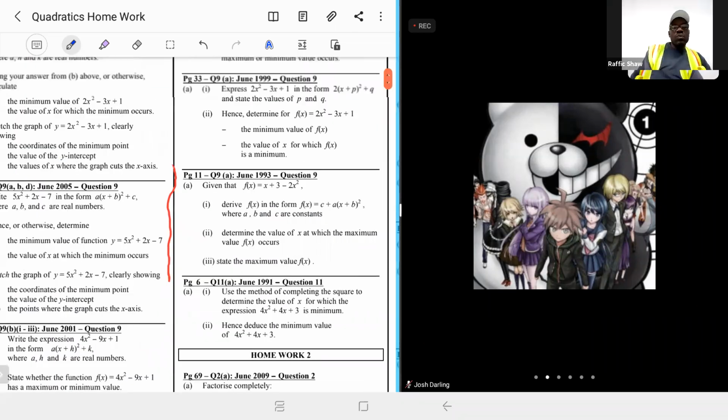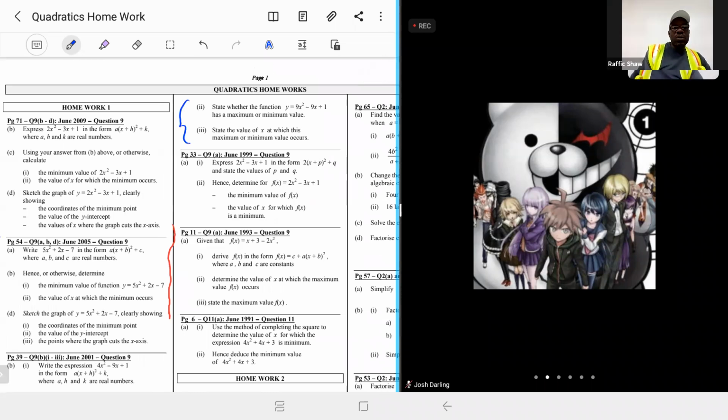And finished up there. And that one. More maths equals better maths. So do those as practice.